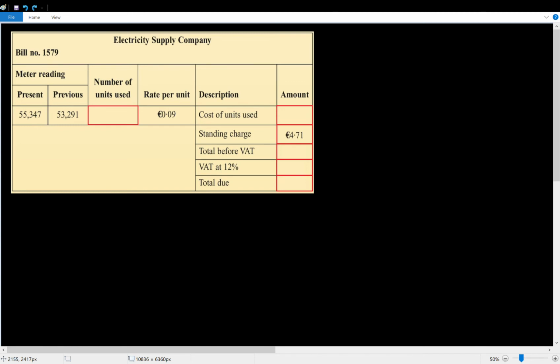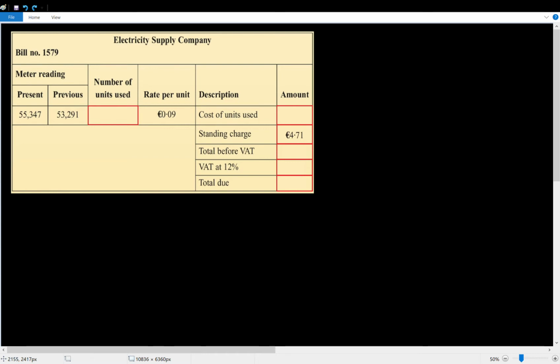In this video, we're going to look at household bills. The example we have here is a generic enough electricity bill. And we're just going to go through this bit by bit and fill in the red boxes to calculate the amount that would be due if this was our bill.